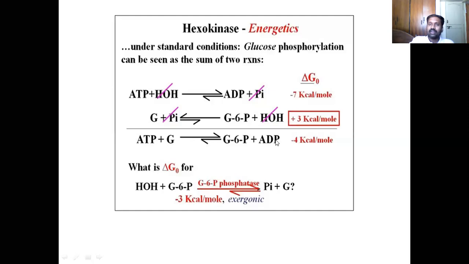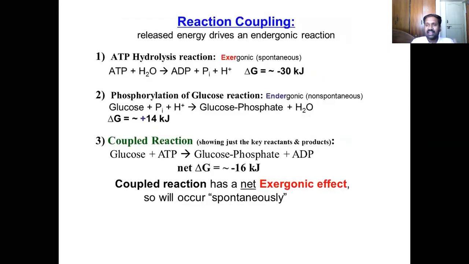So all that the cell needed was this molecule glucose 6-phosphate. That could not have been done directly like this. Rather, it has coupled it with ATP hydrolysis and got the molecule. An example of energy coupled reaction. The same thing I have just expanded here. ATP hydrolysis is exergonic with minus 30 kilojoules. Glucose phosphorylation, direct phosphorylation, is endergonic with 14 kilojoules.